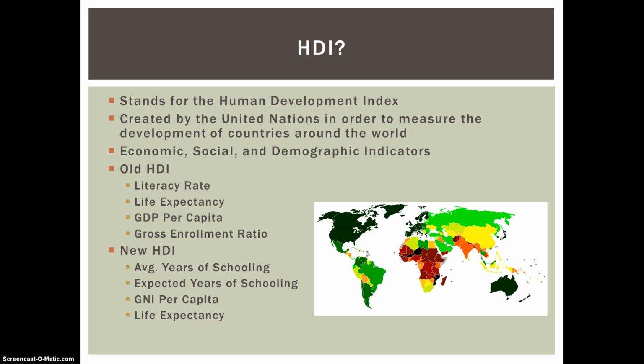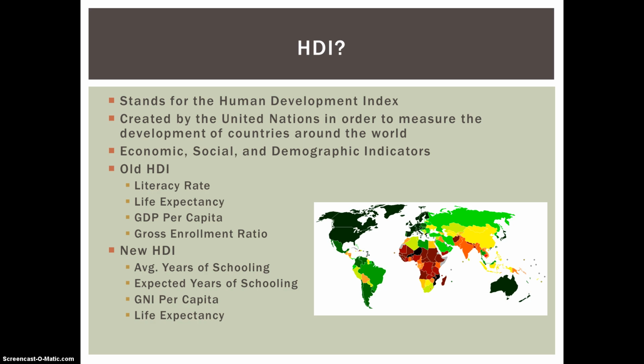The old HDI uses literacy rate as a social indicator, life expectancy as a demographic indicator, GDP per capita as the economic indicator, and gross enrollment ratio as another social indicator. And in the new HDI, we see average years of schooling and expected years of schooling as our social indicators. We see GNI per capita as our economic indicator, and again, we see life expectancy as our demographic indicator. And so, besides the demographic indicator, everything else was changed and swapped out for something else.